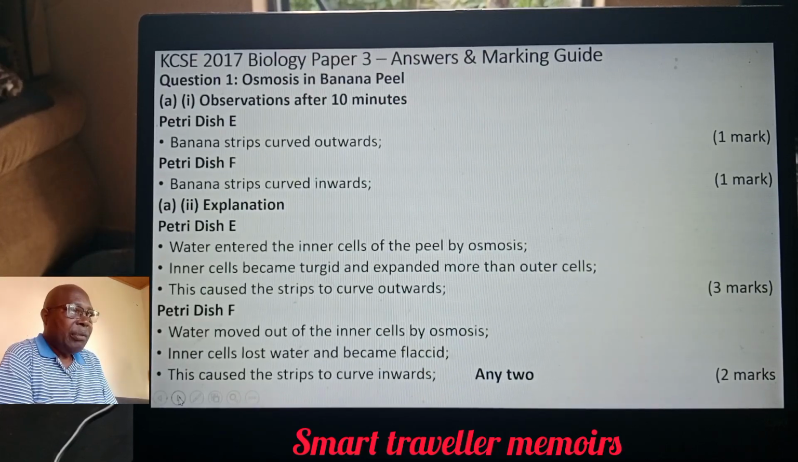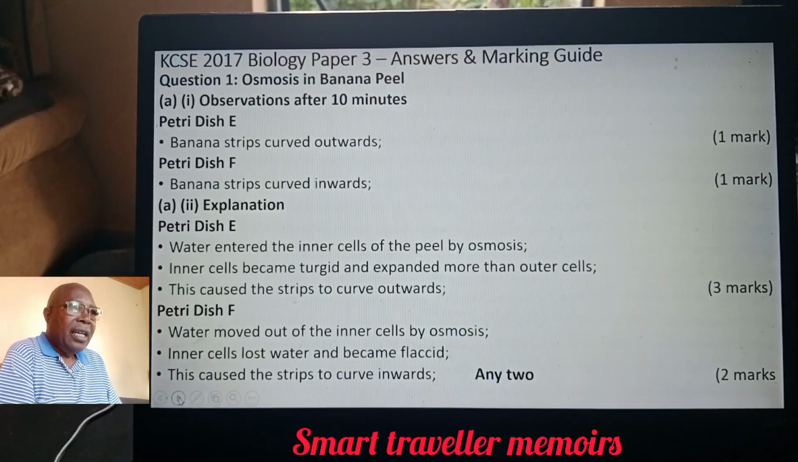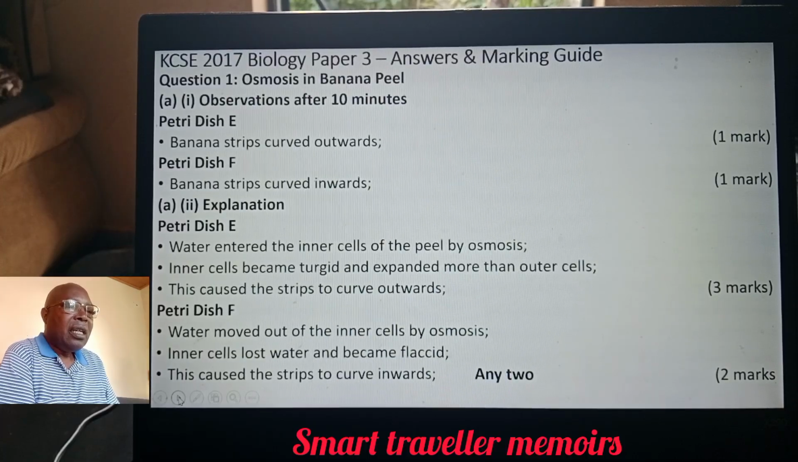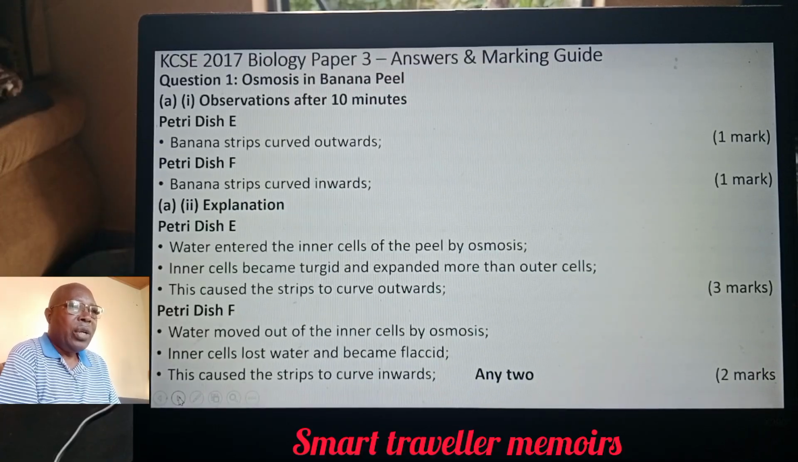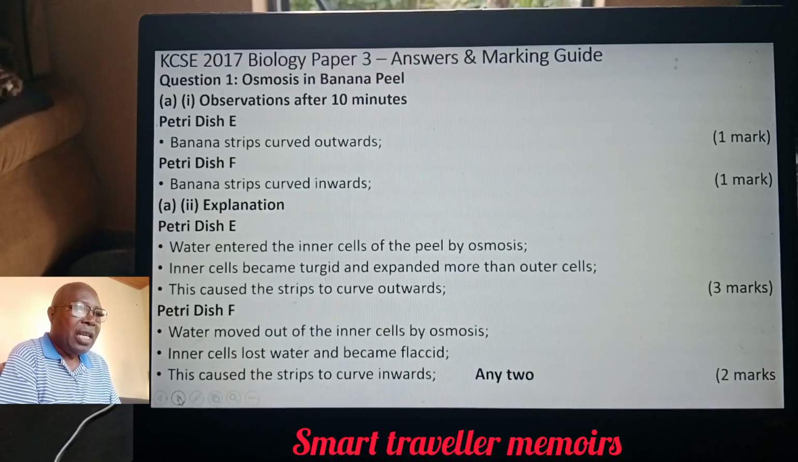Answers and marking guide. Question 1 actually is also osmosis in the banana peel. So in A, Roman 1, observations. After 10 minutes, petri dish E, banana strips curved outwards. Petri dish F, banana strips curved inwards.